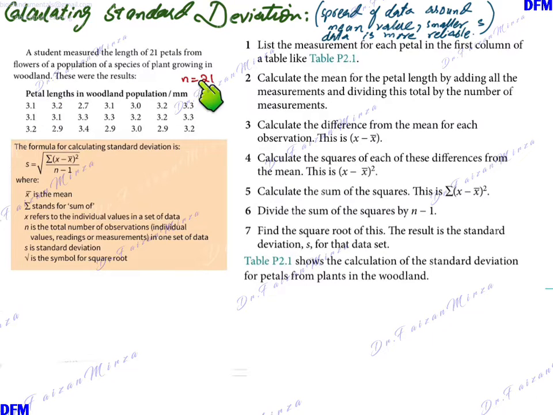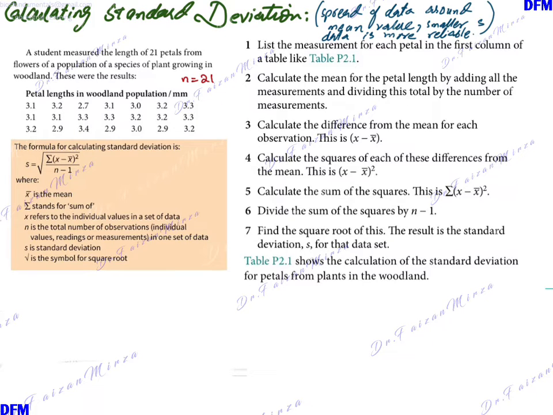For example, in this case, I measured 21 petals, and the length of the petals was measured in millimeters. You can see the values here. These are a total of 21 petals that I measured. This is the formula for standard deviation that I'll be using, and this formula will be given to you. So you should just know how to handle the formula.